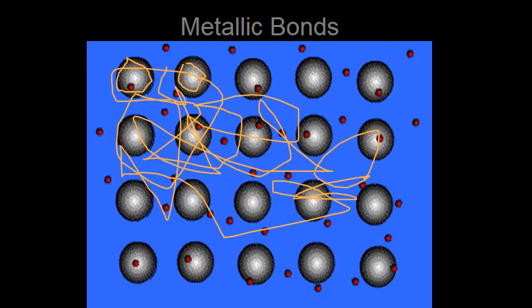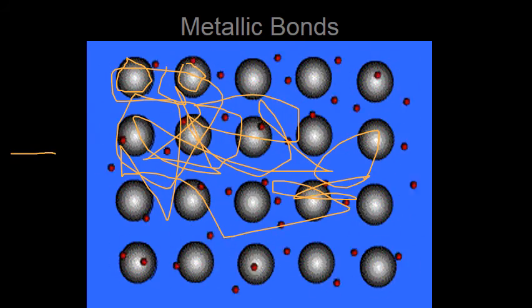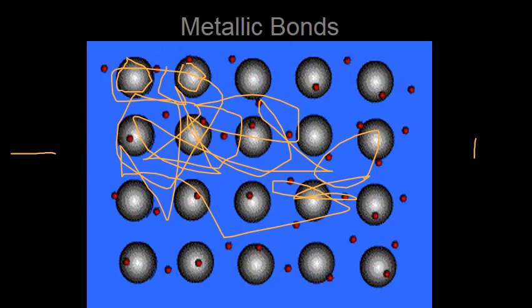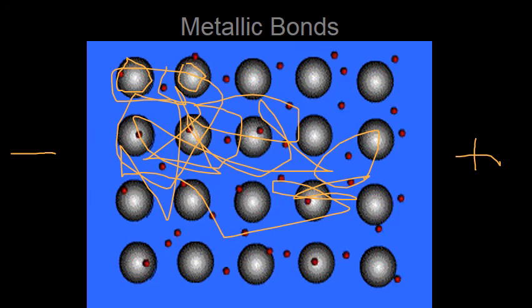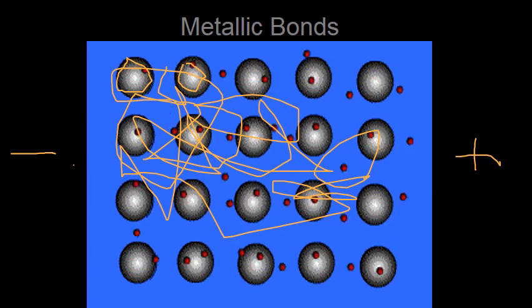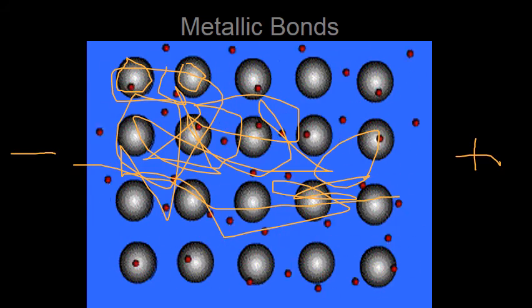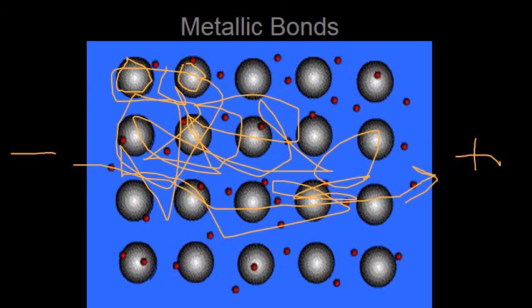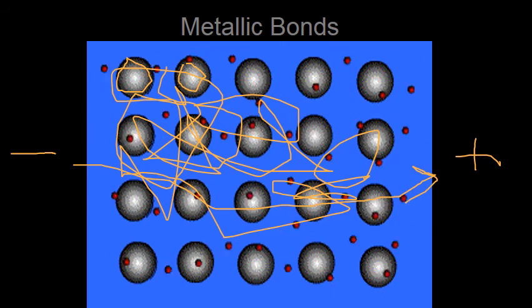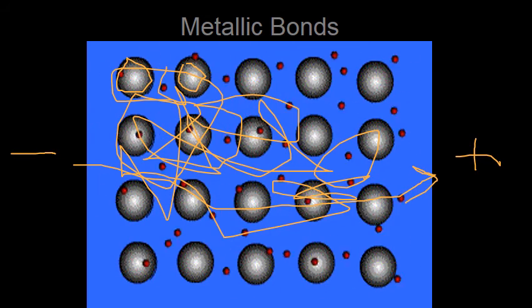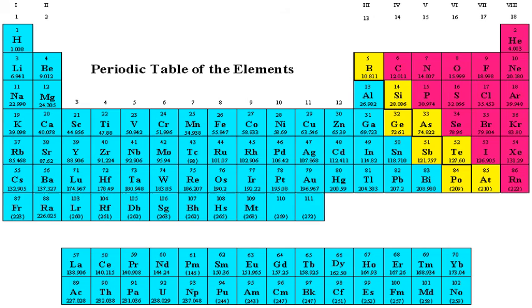And so what that means, if you put a strong negative charge on this side and a strong positive charge on this side, because they're able to move around, they're going to get repelled by the negative and attracted to the positive. And basically what I've just described is electricity or a battery or something like that. All right. So that's the idea of chemical bonding.